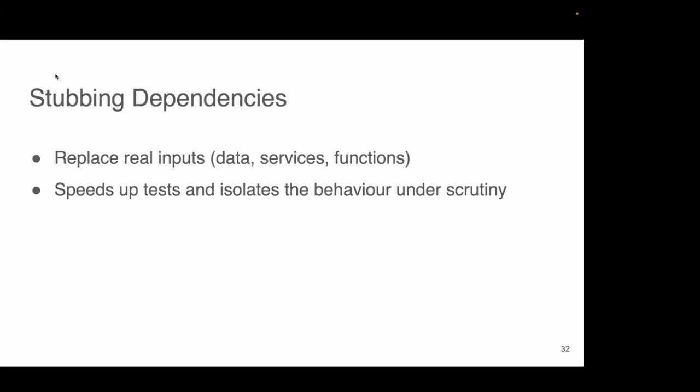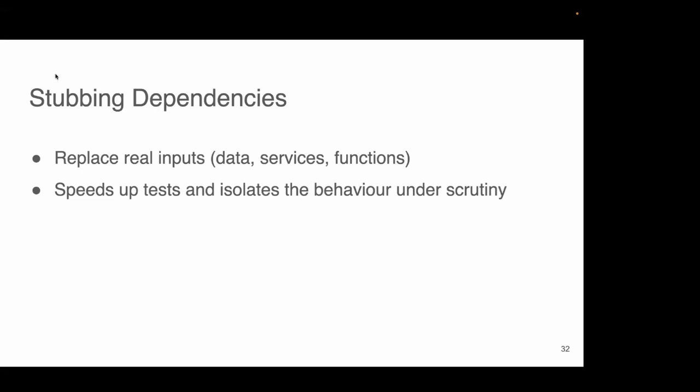Now we can think about stubbing dependencies. Stubbing is essentially replacing some functionality with a constant output. The benefit is that it can speed up tests. If you have a function which does a very complex computation and takes a lot of CPU hours, you could instead just return a single value, which will mimic the behavior.